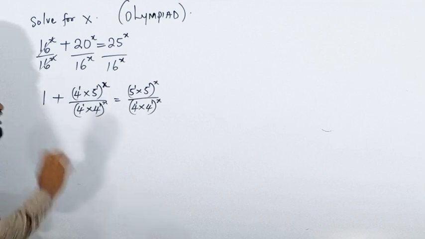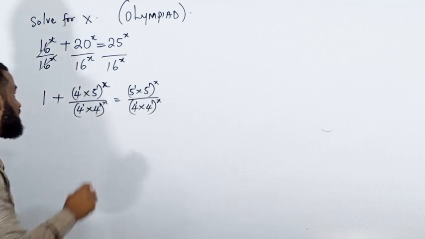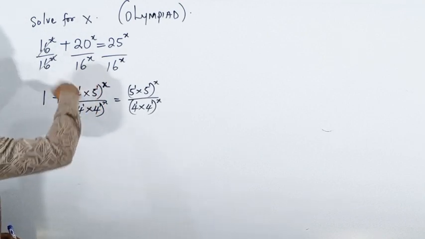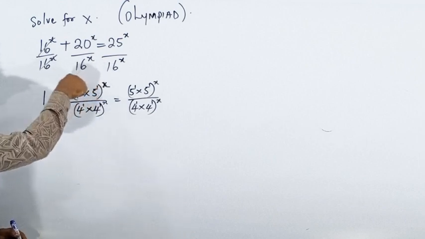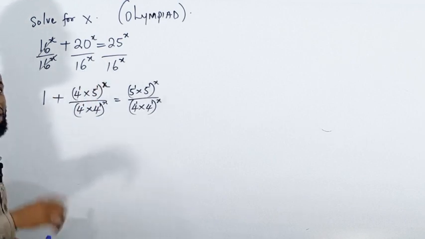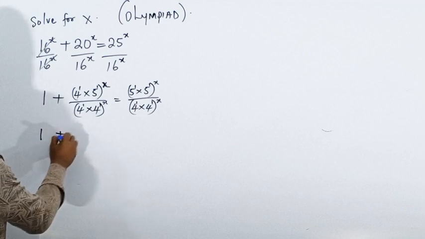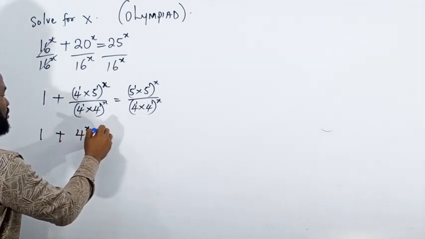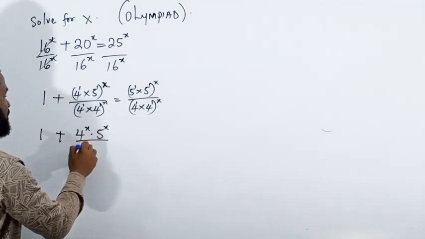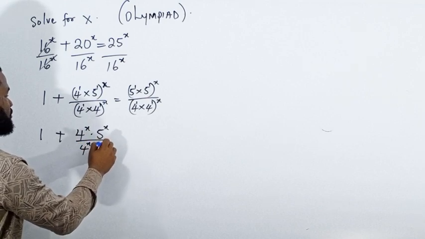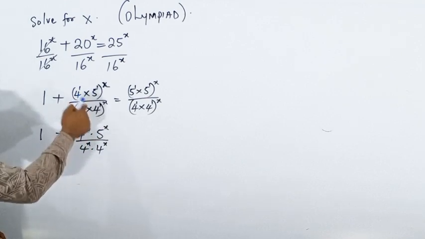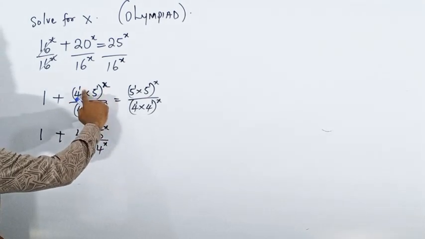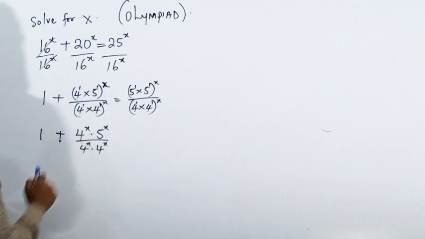According to indices, the power law says that whenever something is raised to another power, the powers multiply. So it's going to be power by power. So I'm going to have 1 plus 4 raised to power x dot 5 raised to power x all over 4 raised to power x dot 4 raised to power x. That means x times 1, this x times this one, this x times this one. So that's why we'll have this.